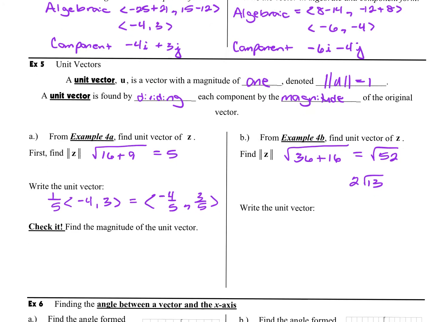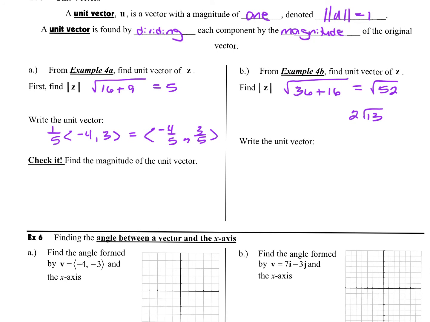Now, let's do a quick little check here. Let me write this unit vector here. So then my unit vector would be my 1 over my 2 radical 13. And then my algebraic vector, of course, was my negative 6, negative 4. Now, if we distribute this, what we're going to get is a negative 6 over 2 radical 13 and a negative 4 over our 2 radical 13.